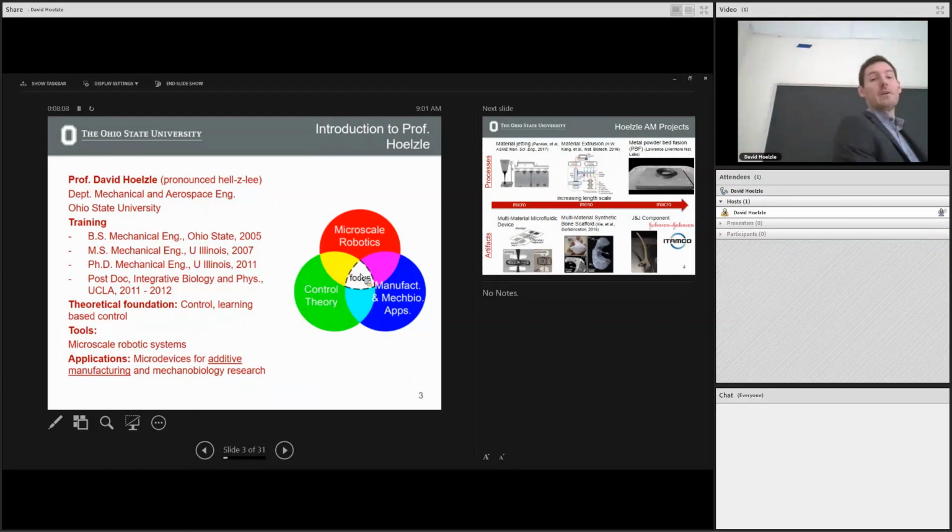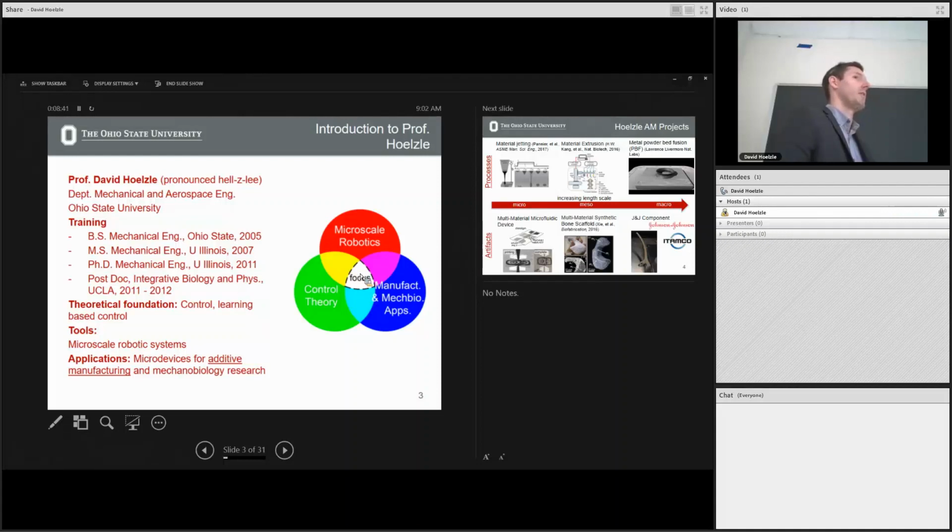So for background, I've been at Ohio State for 2 years. I did my undergraduate degree in this department, mechanical engineering, at Ohio State, graduating in 2005. Then I did my master's and PhD at the University of Illinois, where I looked at control of additive manufacturing processes, specifically what we'll call material extrusion processes in this course. Then I did a postdoc at UCLA, and my background is fundamentally in control systems.